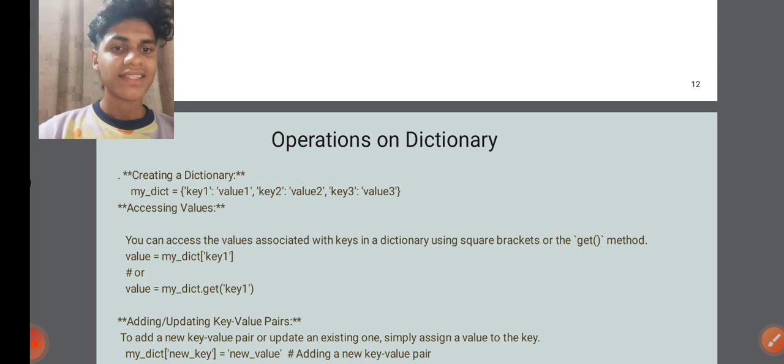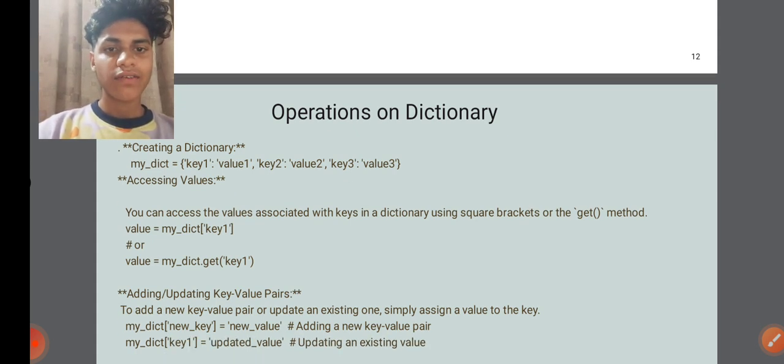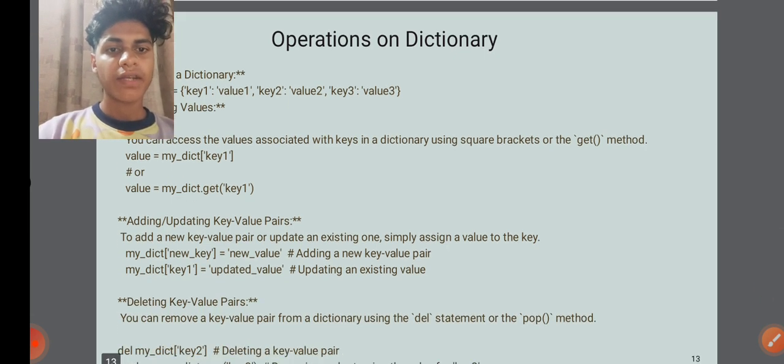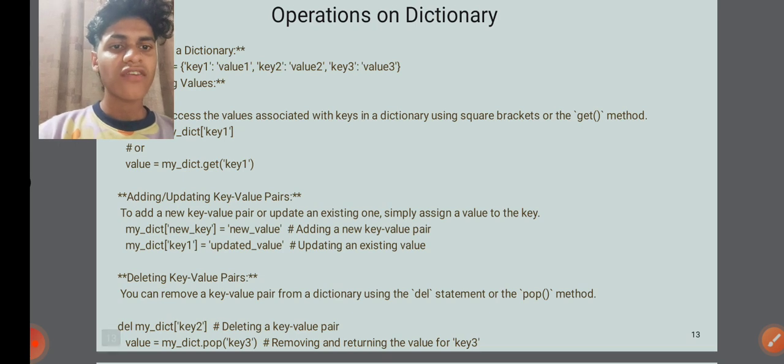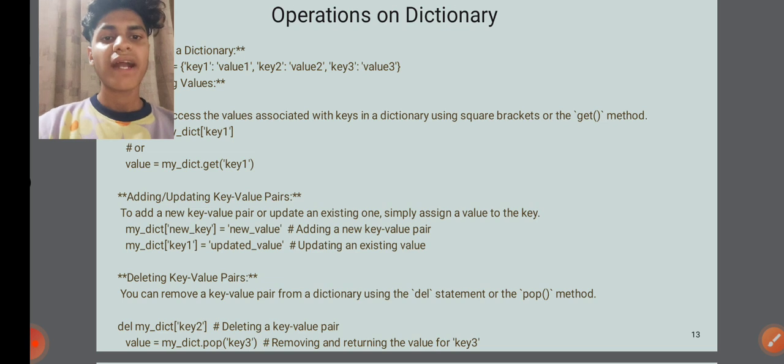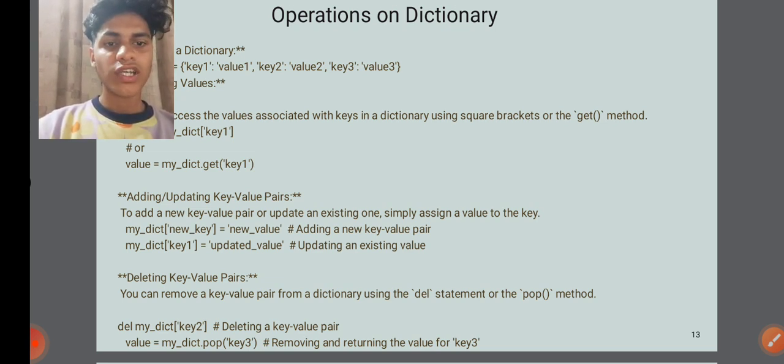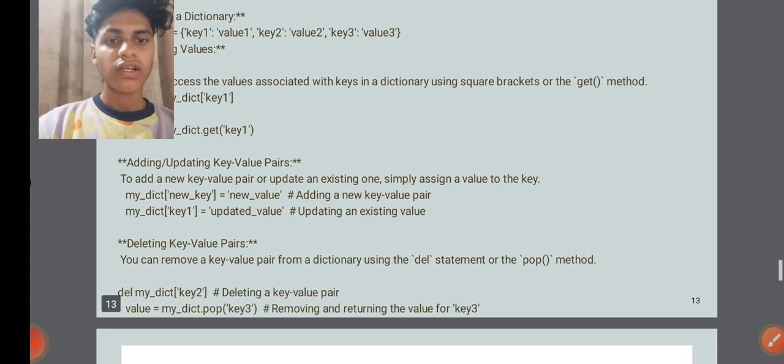Accessing values. You can access the values associated with keys in a dictionary using square brackets or the get method. value = my_dict[key1] or value = my_dict.get(key1). Adding, updating key-value pairs. To add a new key-value pair or update an existing one, simply assign a value to a key. my_dict[new_key] = new_value adds a new key-value pair. my_dict[key1] = updated_value updates an existing value.